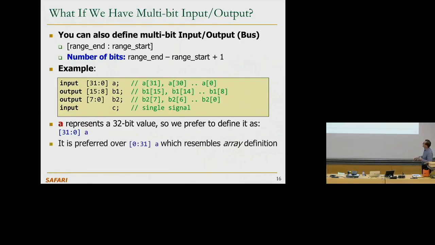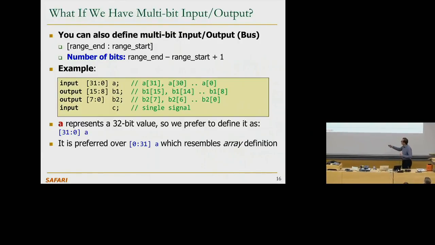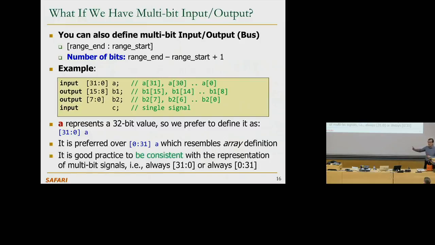We prefer to define it that way. You could also define it this way, but again, this is a convention. I find this a lot easier to follow. The least significant bit is over here, and the most significant bit is over here. But it's good practice to be consistent with the representation. Either you always use this or always this.